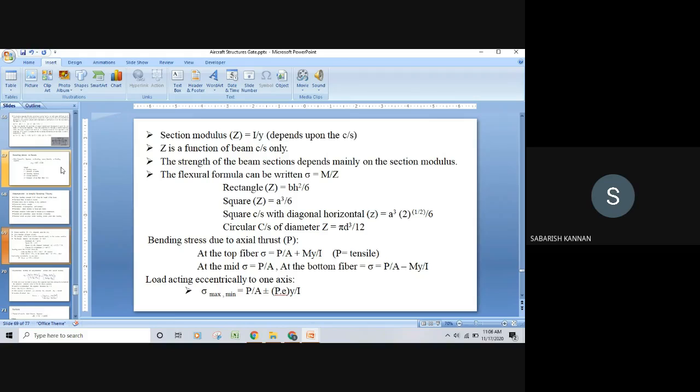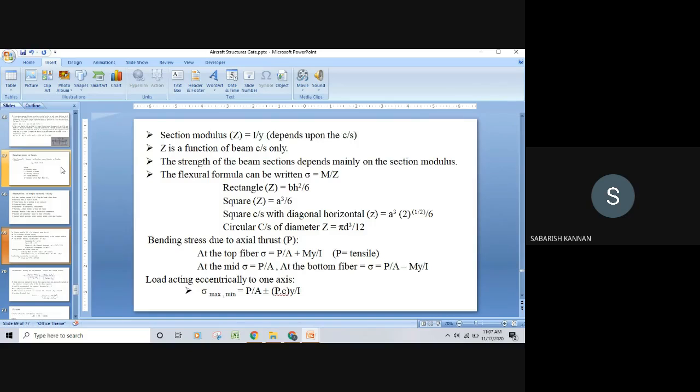Direct stress in bending stress will be zero. Then section modulus. Coming to section modulus, section modulus is called as Z. Z equal to I divided by Y, where I is the moment of inertia and Y is the distance between the top fiber to the neutral axis.